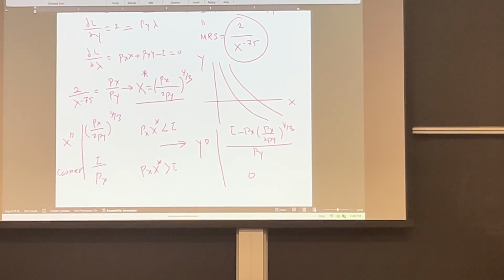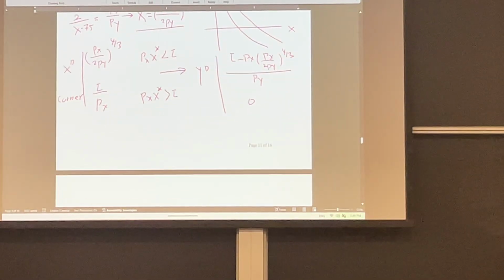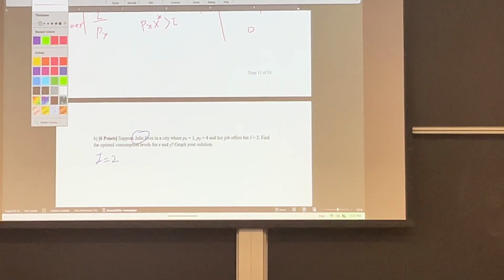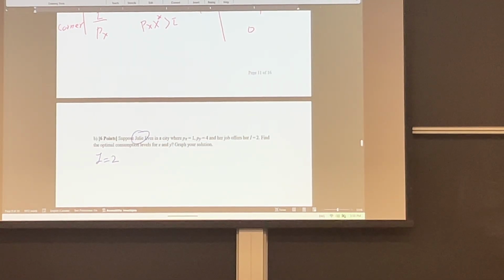Okay. So we're going to put numbers on it. That makes it better even. That is part B, where we put numbers on stuff. So we'll see how it goes. Julie has $2. Not very rich. The price of Y is 4, the price of X is 1. So how much X does she want to buy? She wants to buy X star, which was this number. How much is it? Put the numbers there and give me the outcome.